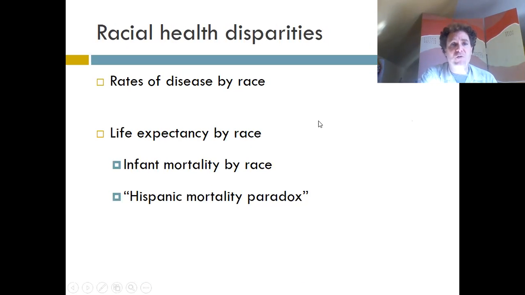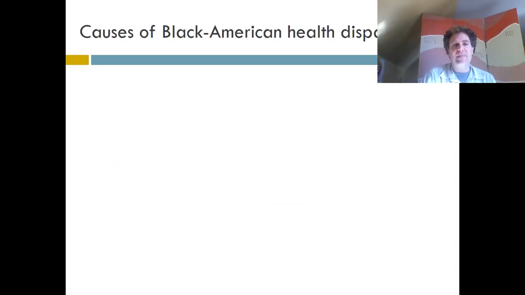Okay, so we have these racial health disparities. In particular, we see a gap in the health outcomes of Black Americans and other racial groups, right? Both in terms of their life expectancy, infant mortality rate, and rates of disease. And so we want to try to understand, well, what's happening here? Why is it that Black Americans have a lower life expectancy than other racial groups? And there's a few different reasons for this.